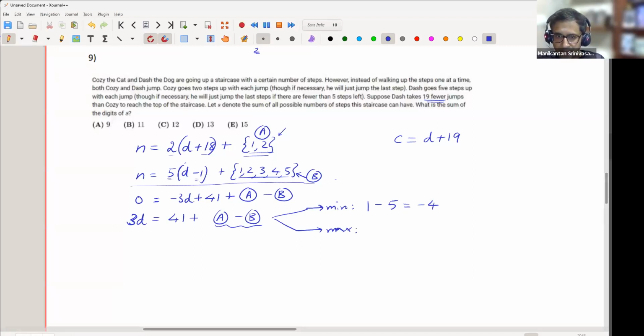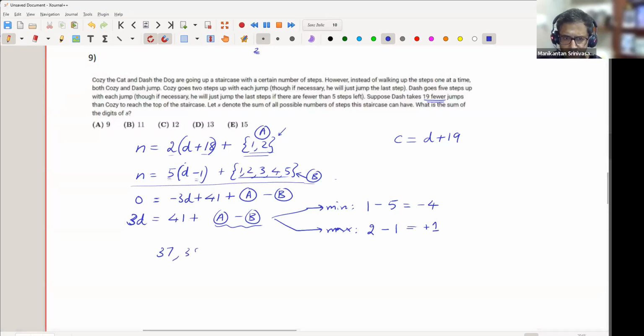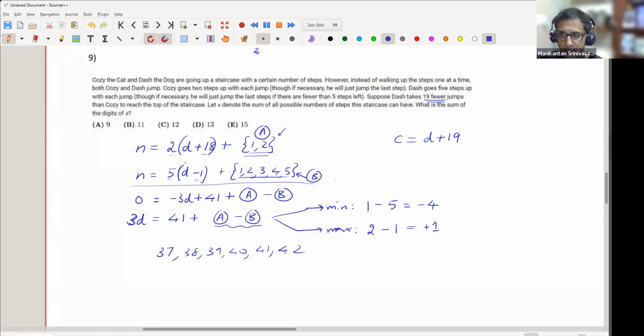And what is the maximum? When A is the largest and B is the smallest among the two sets. Correct? So that's plus 1. Okay. So in other words, this quantity A minus B, for different values of numbers from set A and set B, will go all the way from 41 minus 4 till 41 plus 1, which is 42. So 37, 38, 39, 40, 41, 42. It can take any of these numbers. Anything in between is definitely possible. We can easily come up with multiple combinations, but these are the maximum limits. Shivank, you're with me so far?